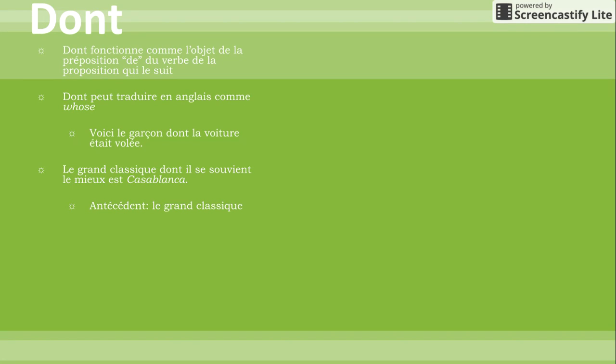Le grand classique dont il se souvient le mieux est Casablanca. In this case, the grand classic of which he remembers the best is Casablanca. And in French, these speakers know that you would use dont because they know that the verb se souvenir is followed by the preposition de. La vedette dont nous parlons est Gérard Depardieu. The celebrity of which we are talking about is Gerard Depardieu, our friend Cyrano.